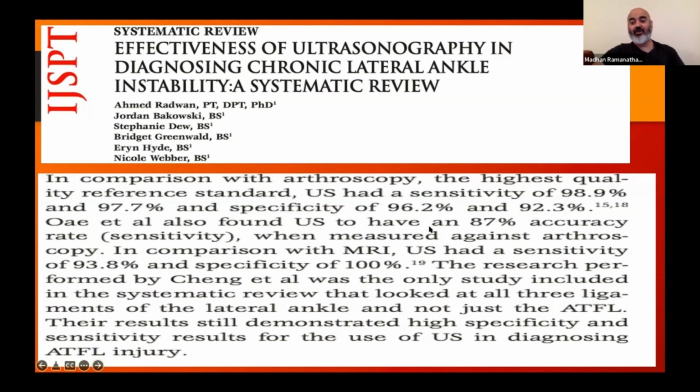specificity of 96.2%. Also, when measured against arthroscopy in comparison with MRI, ultrasound had a sensitivity of 93 to 8.8% and 100% specificity, which is pretty good with regard to just a point of care assessment where you are not spending a large amount of money for a static assessment with an MRI scanner to evaluate ankle ligament and tendon injuries.